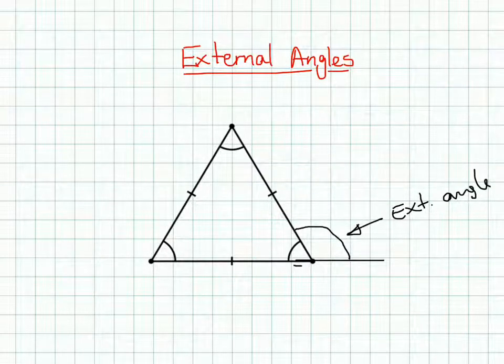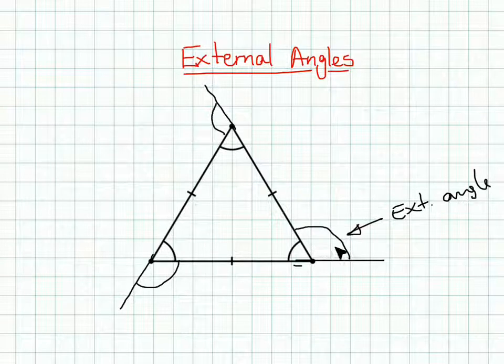Now, just the same way, I can extend another side, thereby making another external angle. And last of all, extend this side, thereby making yet another external angle. So those are my three external angles I've got here. That's one, that's two, this is the other one here. Angles made on the outside.